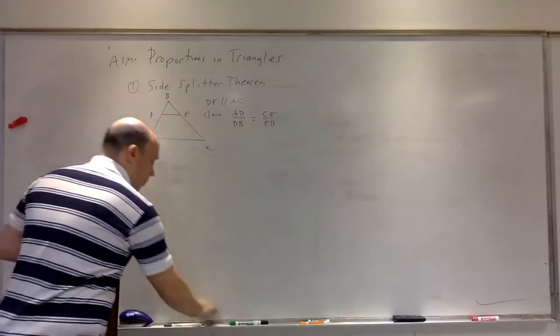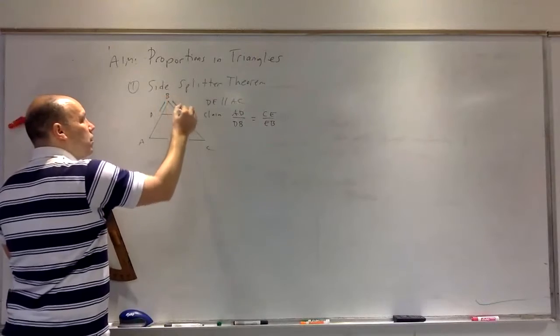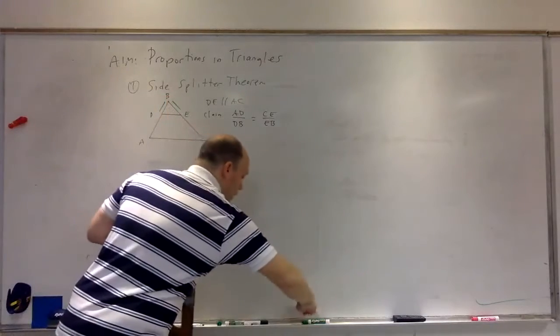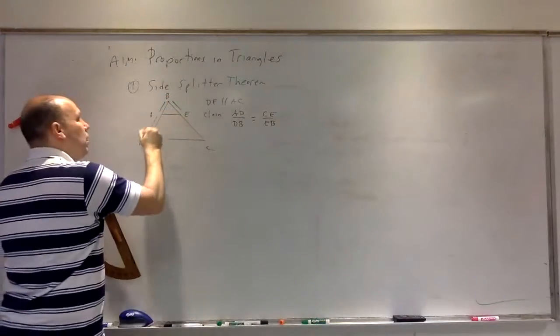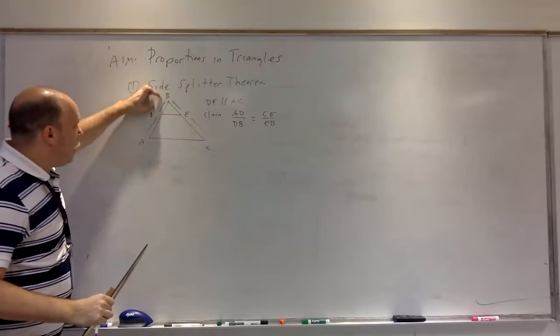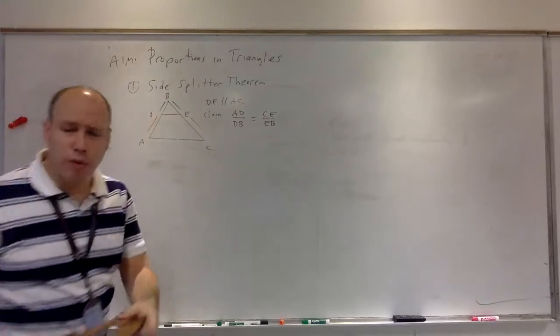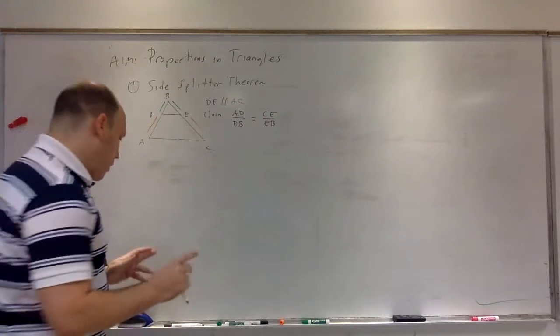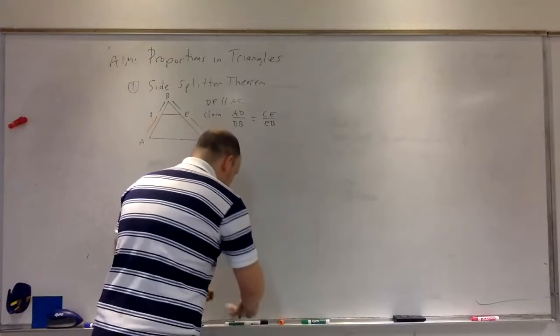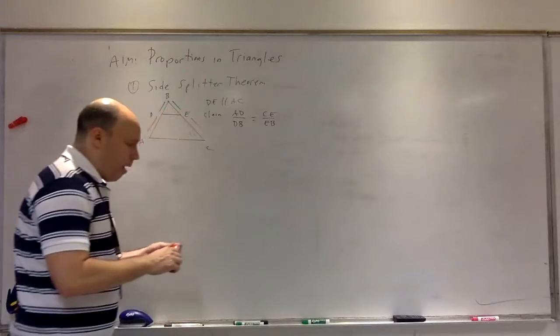That's the claim. Once again, if you have these parts, they're not congruent, and then you have these parts down here. Once again, AD to DB is equal to EC to EB. Well, let's prove that. And we need a nifty little algebraic trick. It's kind of cool if you think about it.